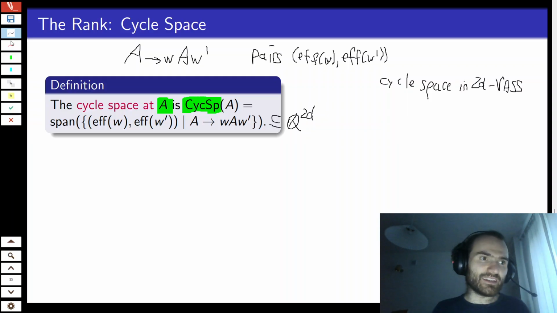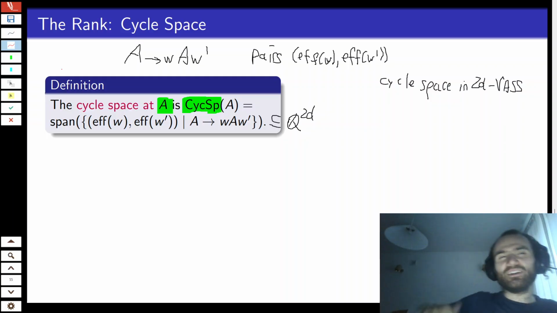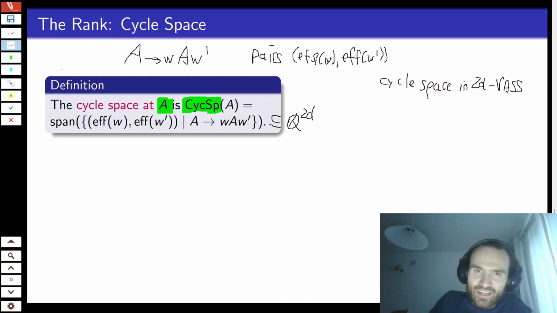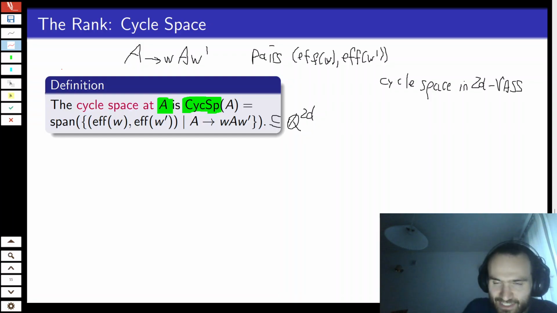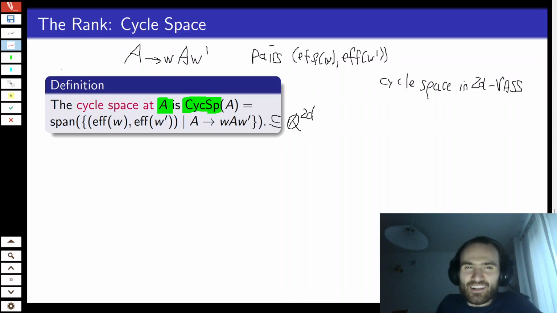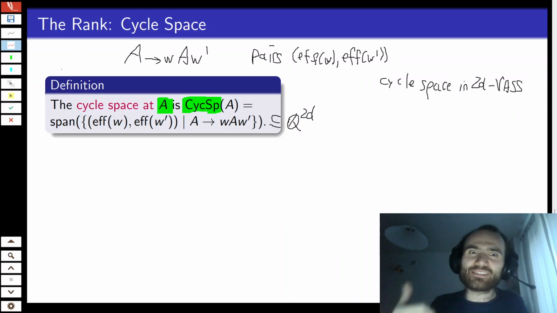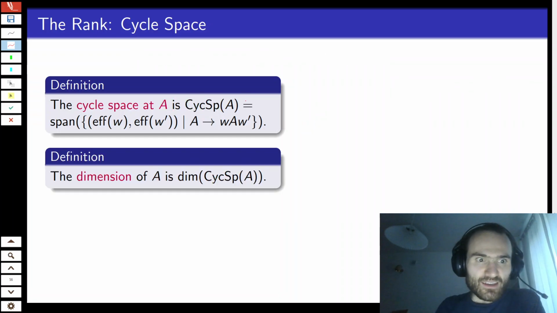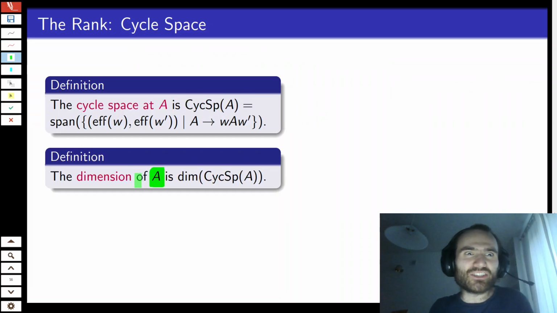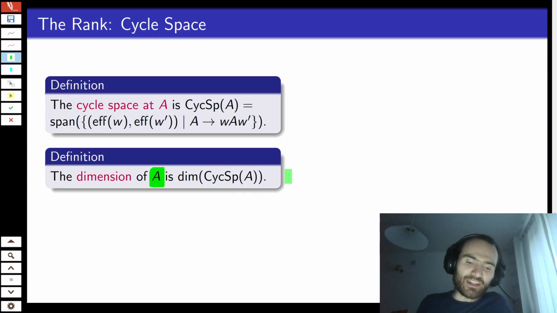So remember that when I decided the coverability on the slide before, I viewed the whole thing as being a VASS with 2D counters. This is again one of the instances where we do this. The cycle space is defined as if we are a VASS with 2D counters. And then, using the cycle space, we define the dimension of this non-terminal as the dimension of the cycle space.